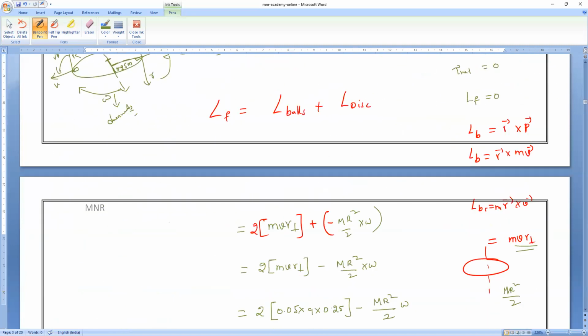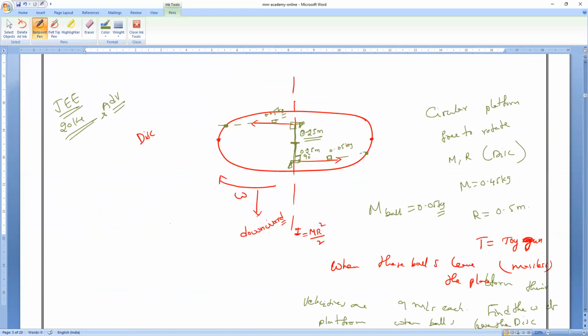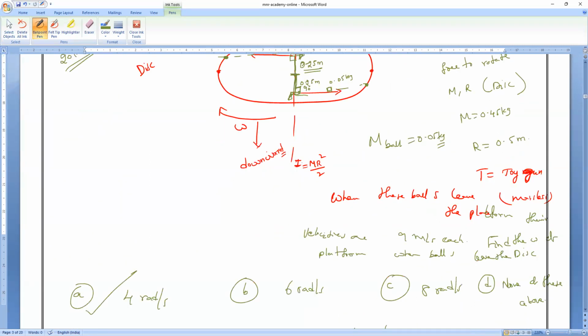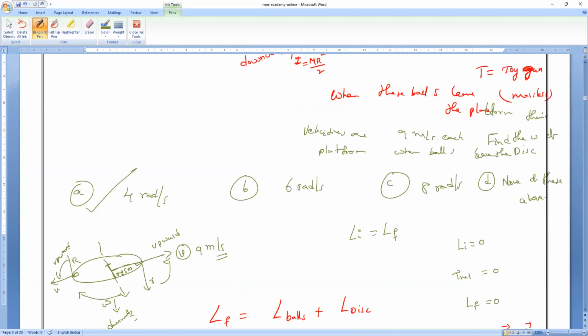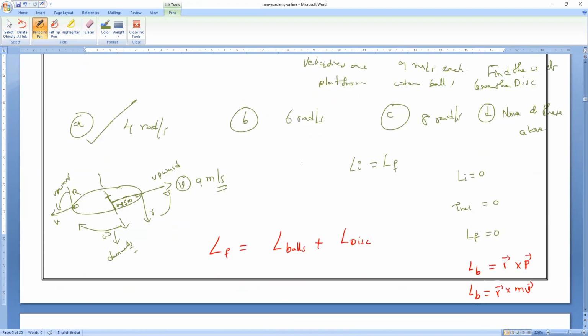So once the ball is fired, both balls are traveling with a 9 meter per second velocity at the time of leaving the disk. They are at a perpendicular distance from the center of mass. How much is the perpendicular distance, guys? 0.25 meters. Okay, clear, everybody?